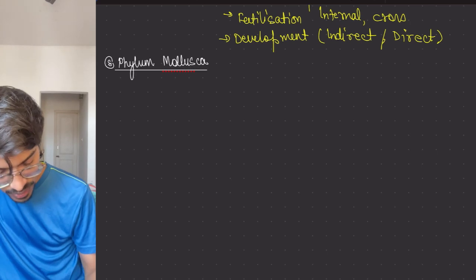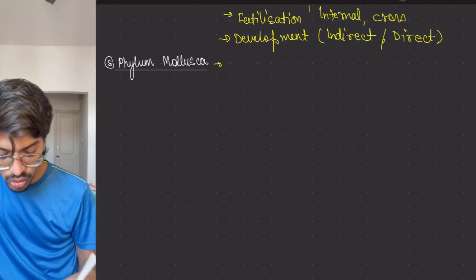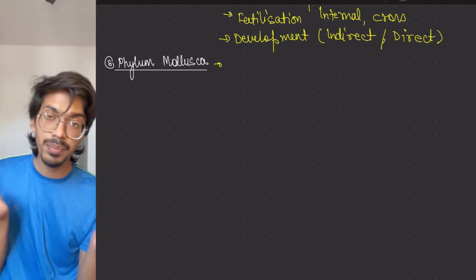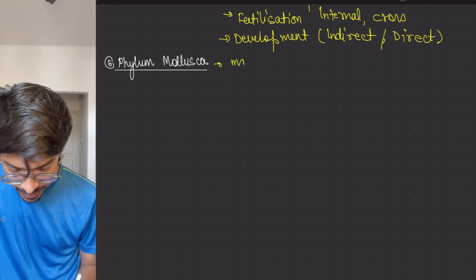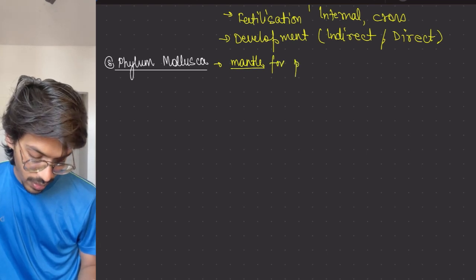Okay. Now what is there? First of all, you have to remember that Mollusca means soft body. So their body is soft, so they need protection. So what is present for the protection? There is a shell present, formed by the mantle, for protection.